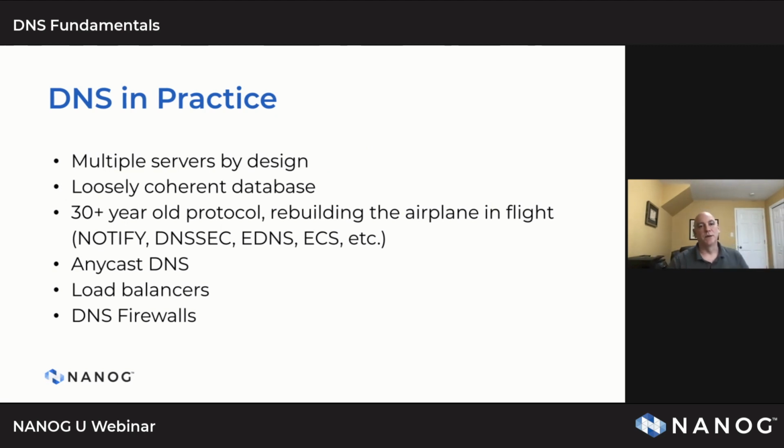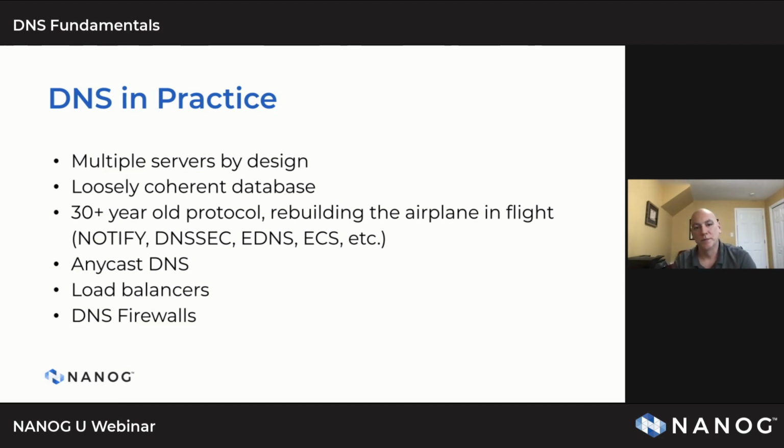But again, it's a 30-plus-year-old protocol. Anytime we want to make changes to the DNS, it's an add-on, right? We can't just say on this date we're going to make lots of changes to the DNS. Its core design, these are all added incrementally. Some of the big ones that have been added, I've listed here.